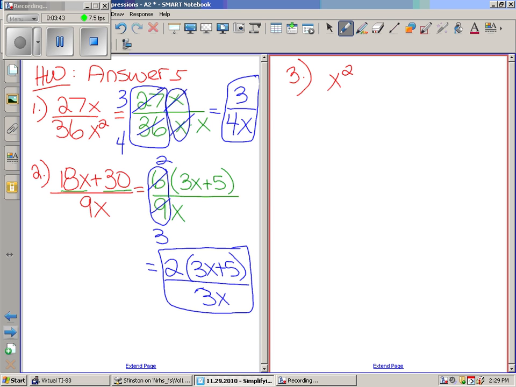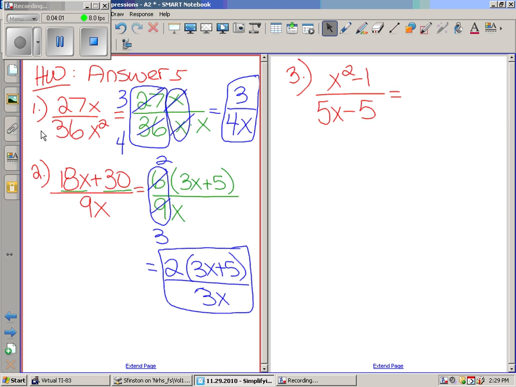I think it was x squared minus 1 over. Okay, so this one, now notice the difference in all the problems, how they're getting harder and what we're having to do. If you don't see any addition or subtraction signs, like in question number 1, then you just break it down and reduce. If you see an addition or subtraction symbol, then you're going to have to factor. Do you see addition or subtraction symbols in this? So we have to factor.